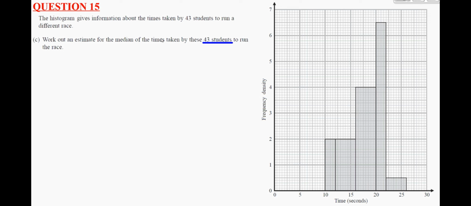So I've got here these 43 students. You don't need to do this. This is just for me to illustrate to you. These are 43 dots with a big blue dot in the middle.